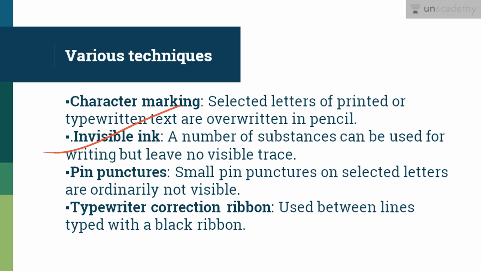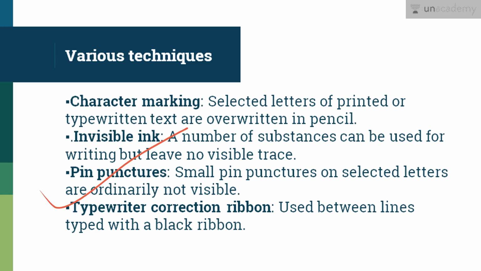So what happens is this: a number of substances can be used for writing but leave no visible trace until some heat or chemical is applied to the paper, right? There was a story which I read when I was a kid where a child gets kidnapped and uses invisible ink to send a message to his parents about whatever location he was being kept at. So that was pretty cool for me, right? I didn't know that it's basically steganography that he was using back then. But yeah, now I know.